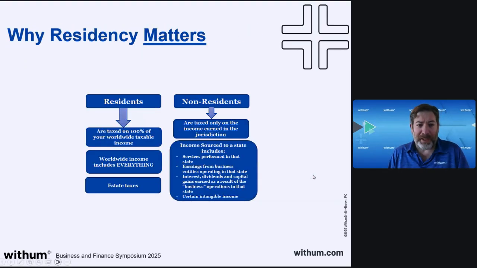So again, quick rundown. But this is why residency matters. Residents of a state are taxed on 100% of their worldwide income. That means everything, and they're also subject to state estate taxes. Non-residents are only taxed on income derived from sources in the state, and they're only subject to state estate taxes to the extent that they own property located in the states. So if you don't want to share your estate with Governor Hochul or Governor Murphy, the way to do that is to move out of those states and to states that don't have a state estate tax or a state death tax.